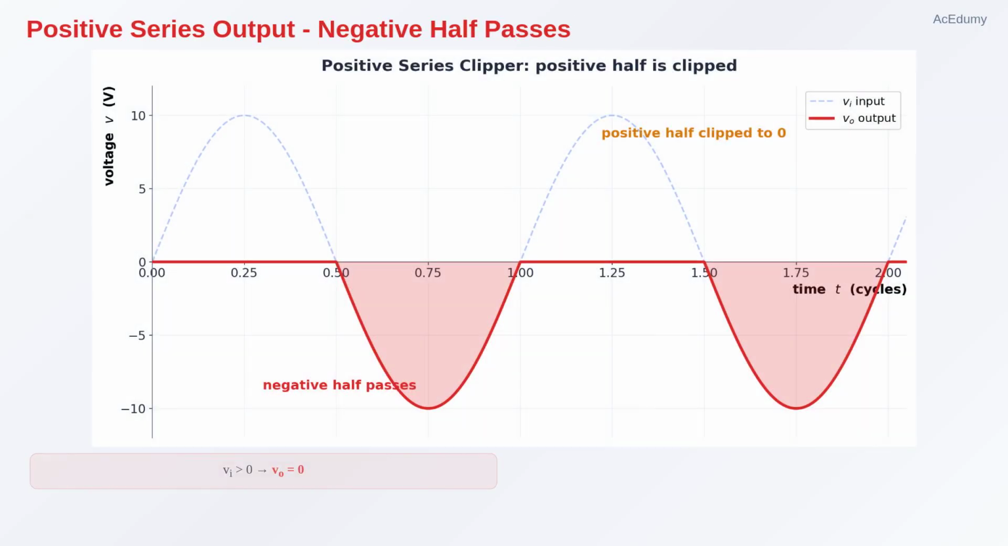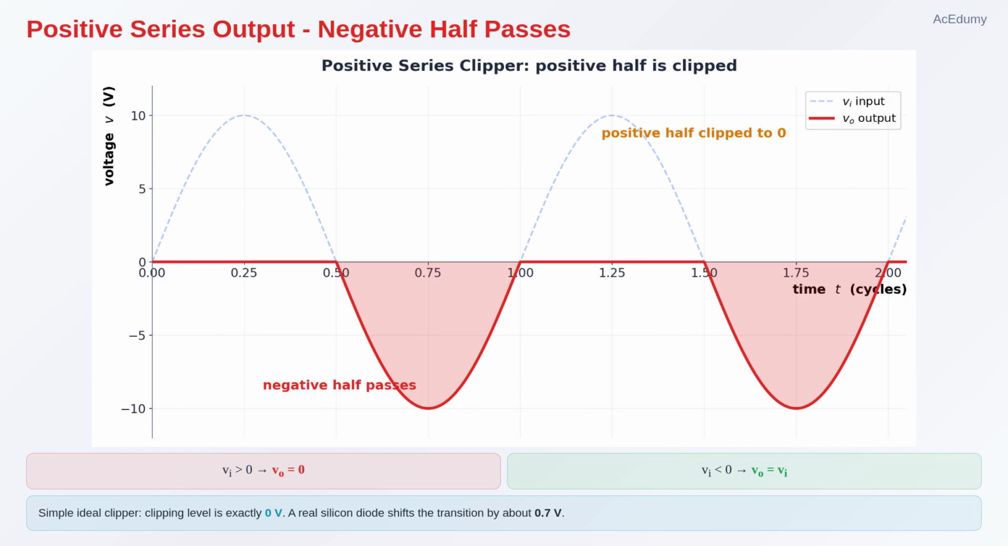The waveform makes the result obvious. The dashed sine wave is the input. For the positive portions of the sine, the diode is off, so the output is forced to 0. For the negative portions, the diode is on, so the output copies the input. Written as a simple ideal rule, when Vi is greater than 0, VO equals 0. When Vi is less than 0, VO equals Vi.